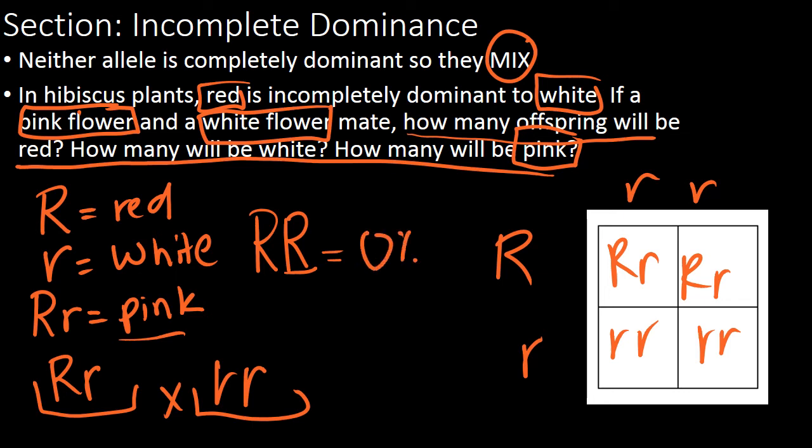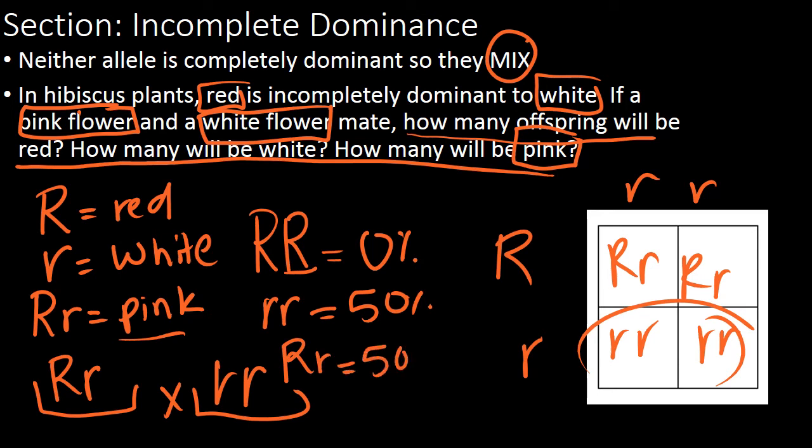That would be 0%. How many of them will be white? To be white, I need a lowercase. If I put anything else with those lowercases, I won't see white. And that was these two kids right here, so 50%. How many of them will be pink? Capital and lowercase. Again, 50%. That would be these two kids at the top.